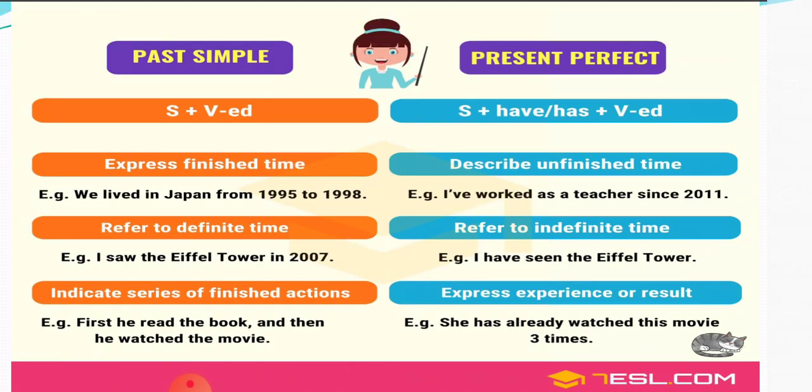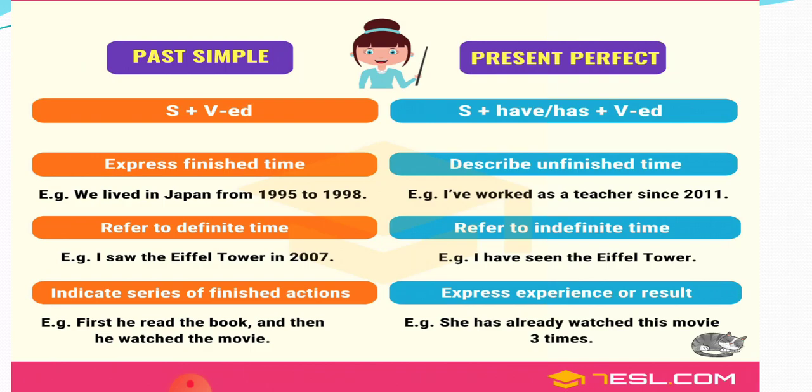For example, I saw the Eiffel Tower in 2007. As 2007 is mentioned, that's why it is in simple past. And here, I have seen the Eiffel Tower, no specific time is given. Now, to indicate a series of finished actions. Example, first he read the book. This is read, not read. Remember, past tense of read is read. First he read the book and then he watched the movie.